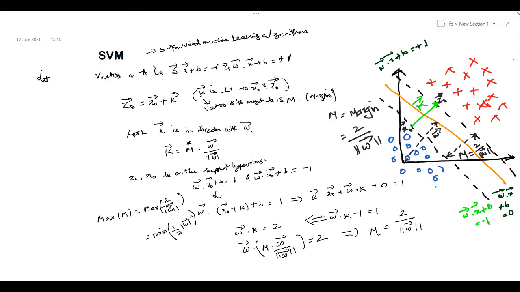Support vector machine. So today our class is support vector machine. So what is a support vector machine? Support vector machine is a supervised machine learning algorithm which can be used for both classification and regression problems. But mostly it is used for classification problems.